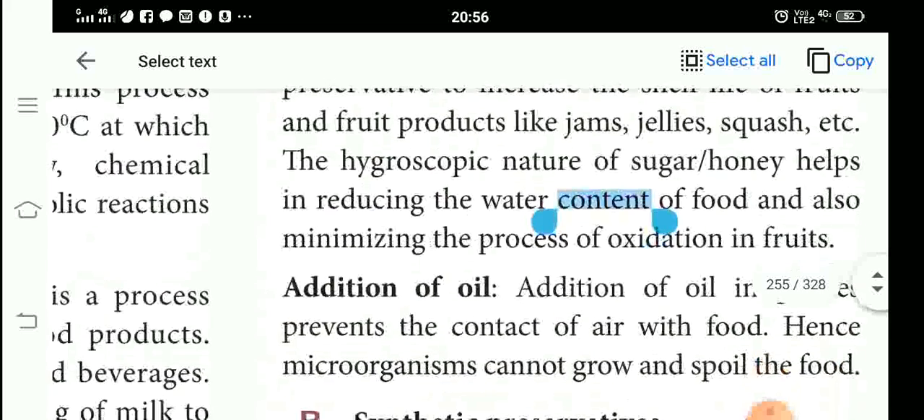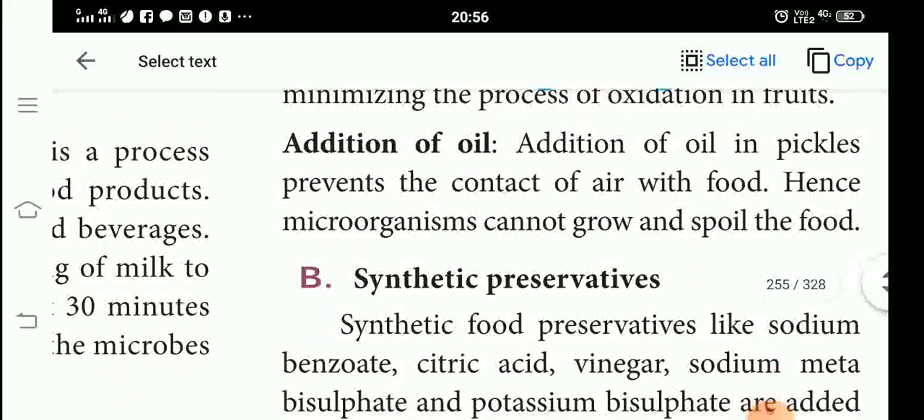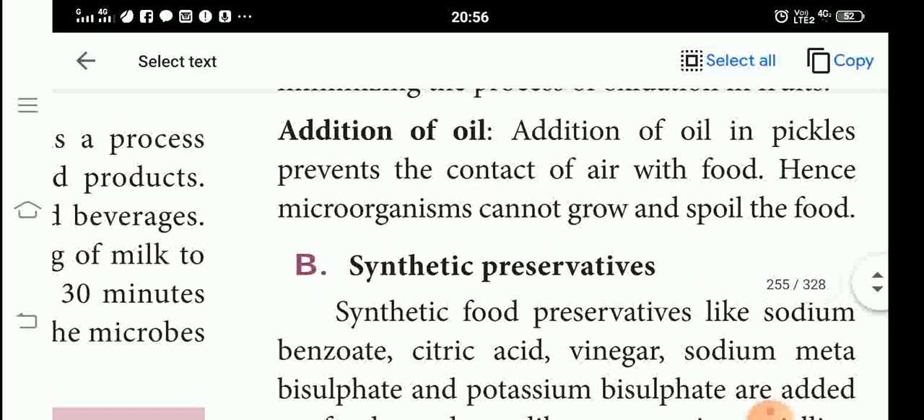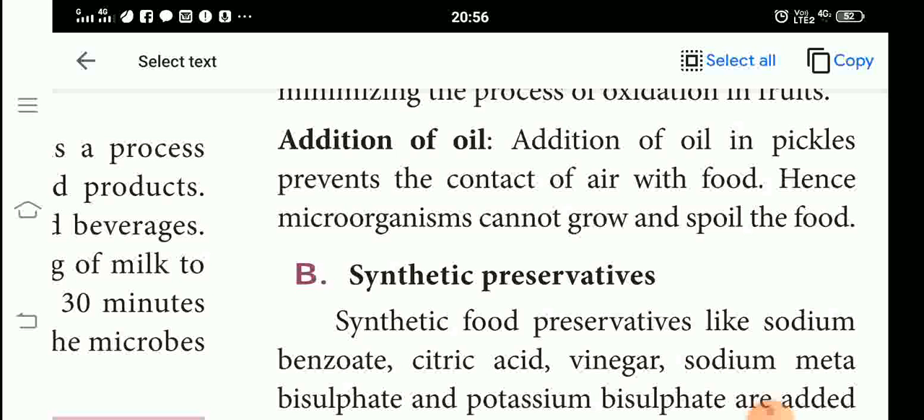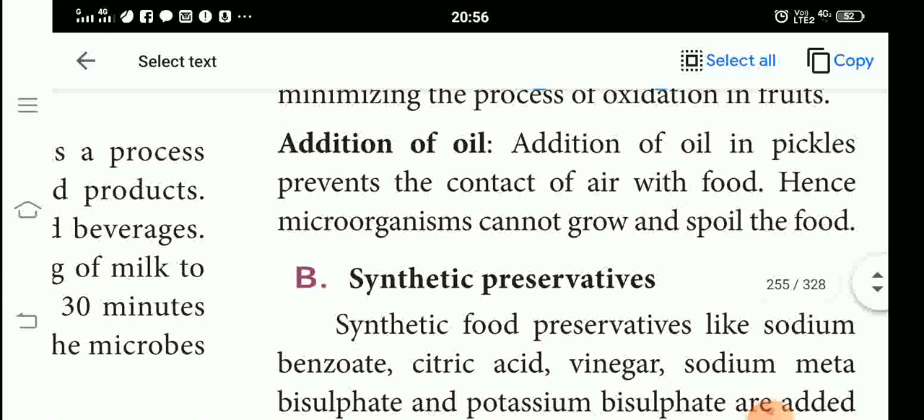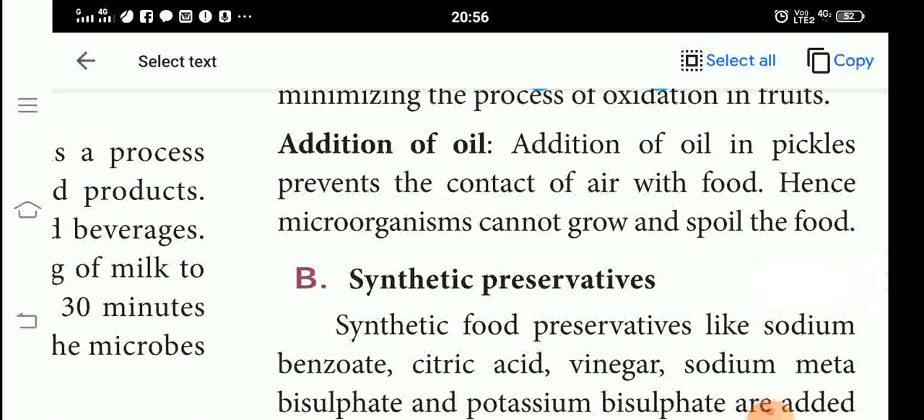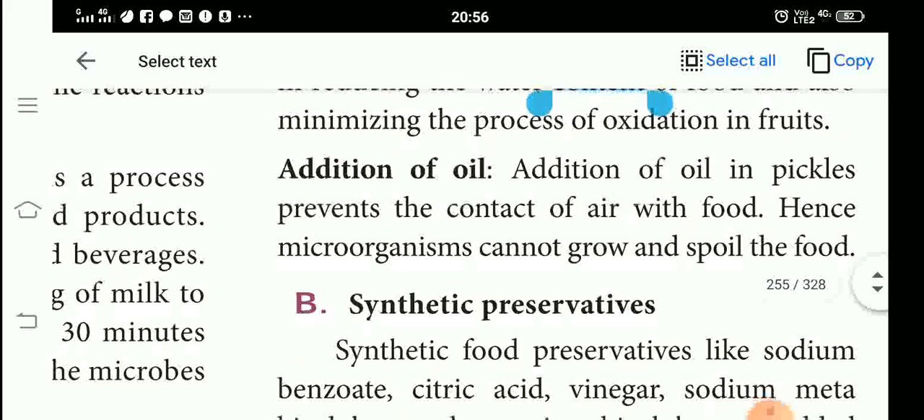And then the last one is the addition of oil. I already told you, in pickle we add more oil, which prevents the contact of air with the food. If we buy a pickle from the shop and open it, the oil will be on the top of the pickle. It prevents the entry of air into the pickle, so the microorganisms cannot enter the pickle. So it avoids the spoilage of the pickle. That is the addition of oil.